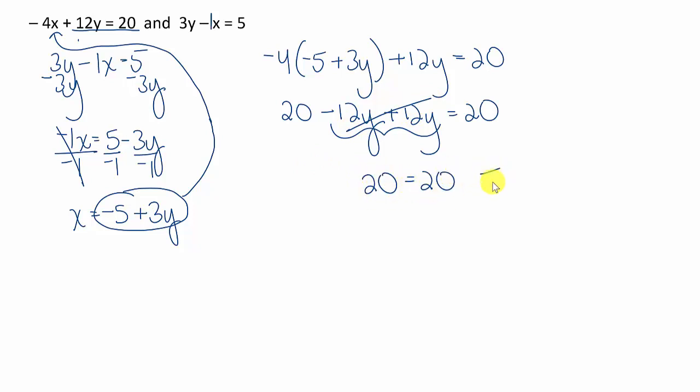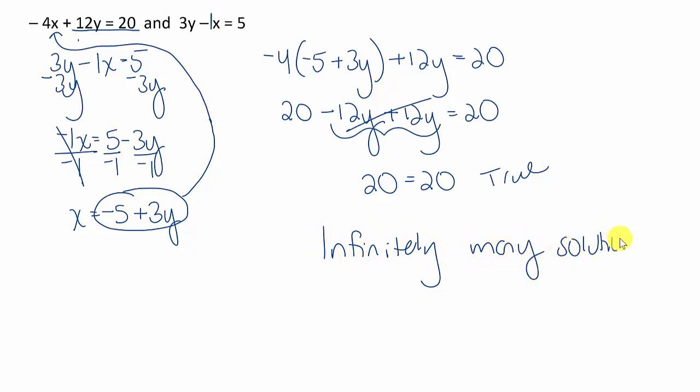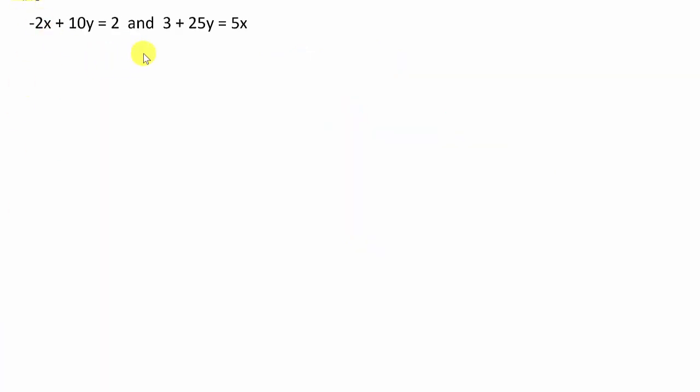Now this is a true statement. 20 is equal to 20. So that's good for us. But when this happens and we don't have the variable anymore and we just have a true statement, we say there are infinitely many solutions. And what that actually means is that these are the same line. So they're just different forms of the same line, but it's one line lying on top of the other line, and all coordinates will match up.